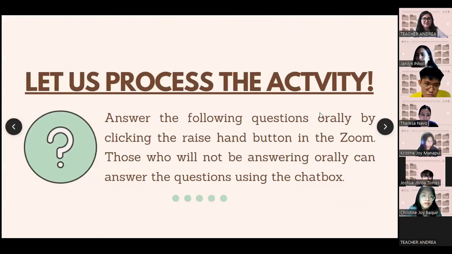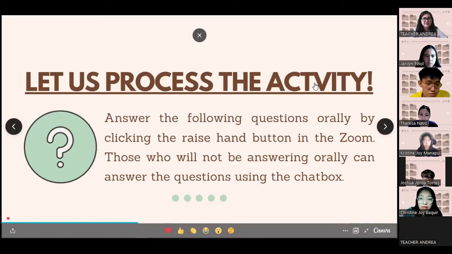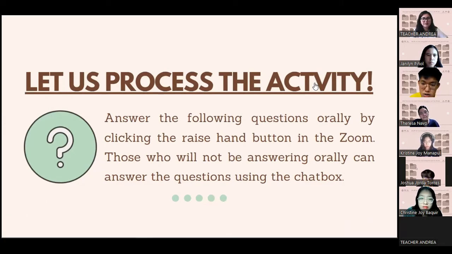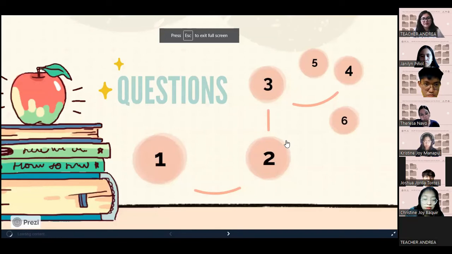Okay, let us process the activity by answering the following questions orally. You have the chance to volunteer by raising your hand or by clicking the raise hand button in our Zoom. And those who will not be answering orally can also answer questions using the chat box. So if you don't have a chance to speak, you can chat here on our chat box with your ideas about the question. Okay. So, any questions regarding our instruction?